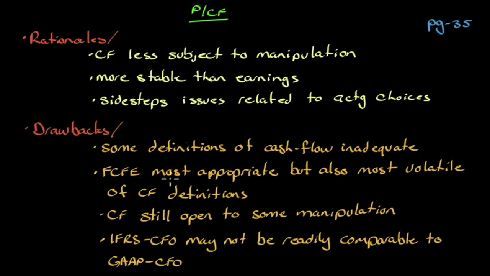Free cash flow to equity is the most appropriate, but also the most volatile of the cash flow definitions. So once we start to see that, okay, I get it, free cash flow to equity is more volatile, so that would make the price to cash flow difficult to compare. That's why we use other definitions of cash flow to help with that comparability. Cash flow is still open to some manipulation, yes. IFRS cash flow from operations may not be readily comparable to GAAP cash flow from operations.